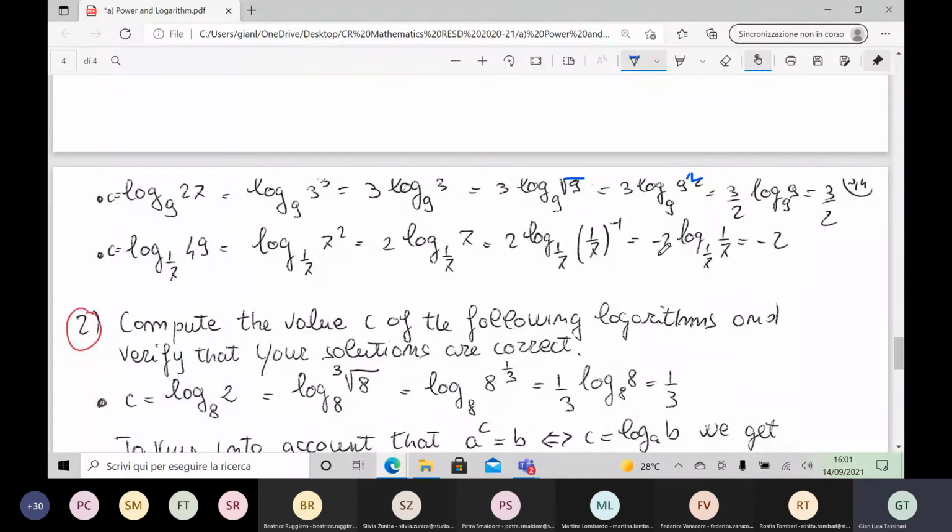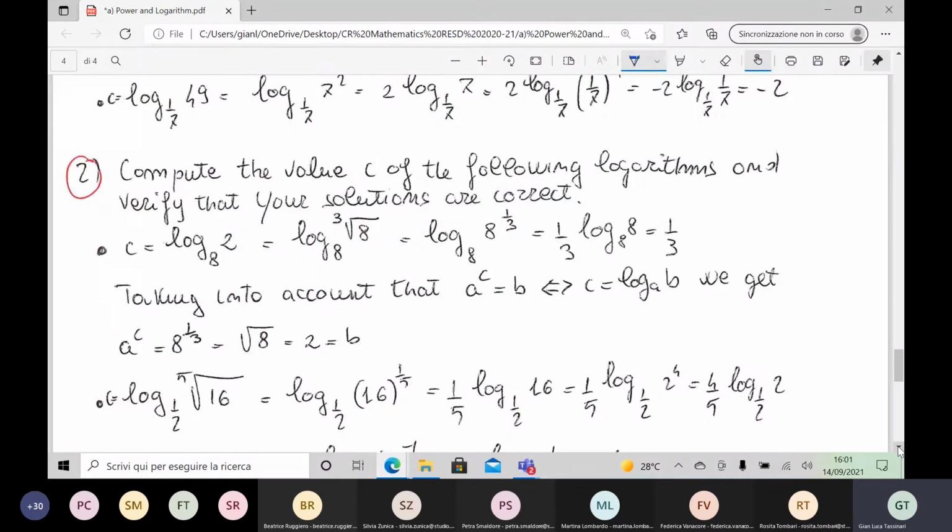Another couple of exercises. Compute the value C of the following logarithms and verify that your solutions are correct. So we have not only to compute the logarithm, but we need to verify that our solutions are correct. Before we computed only the value C of the logarithm, but without doing a proof. Now we do the proof.